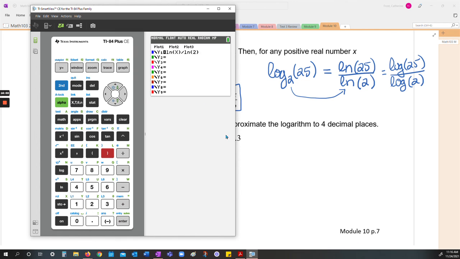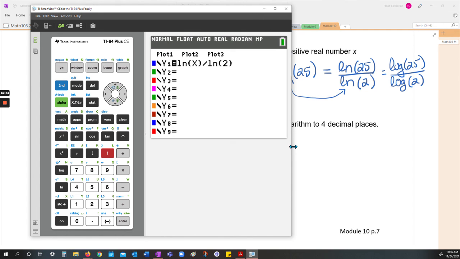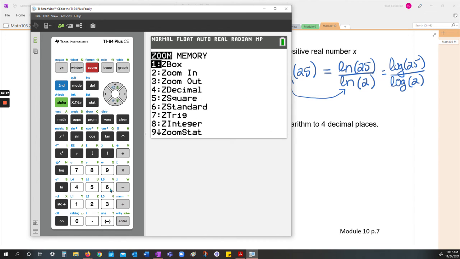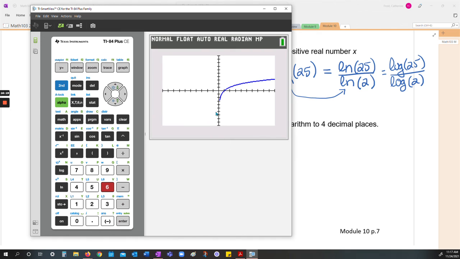And so we could get into how every log is a vertical stretching or shrinking of every other log. But anyway, oh, I've got the window all goofy. And remember, whenever you graph a log, your calculator gives up and doesn't show you the full asymptotic behavior as you get close to the vertical asymptote.